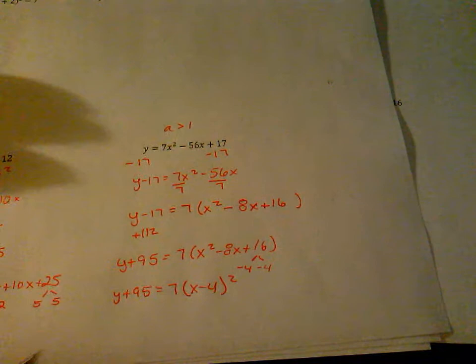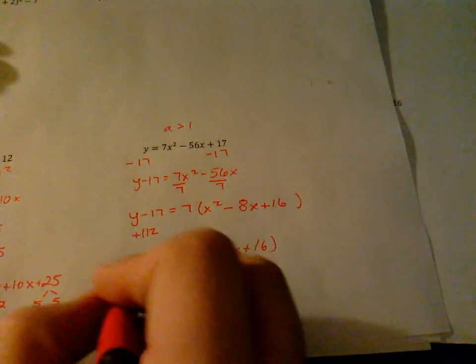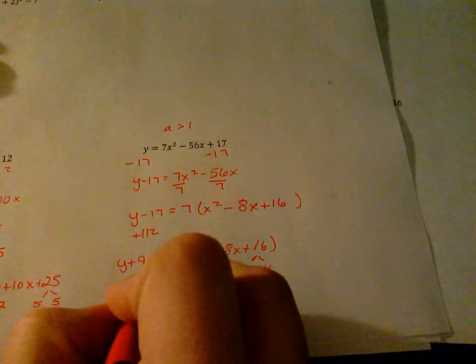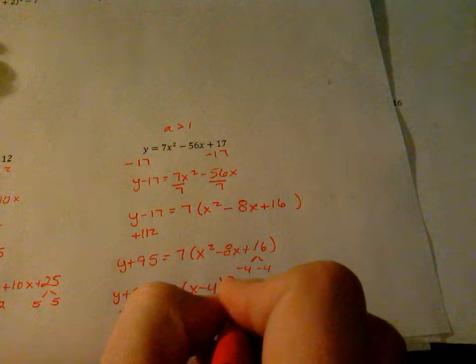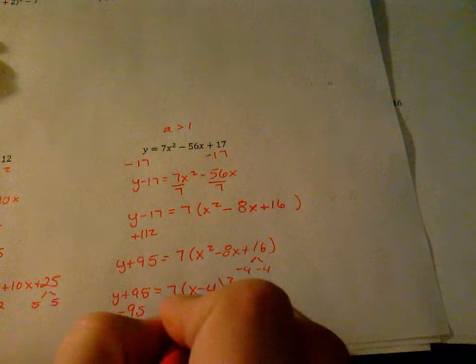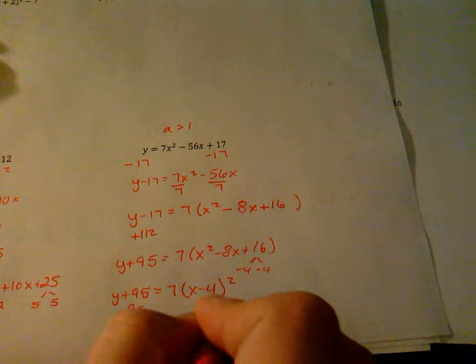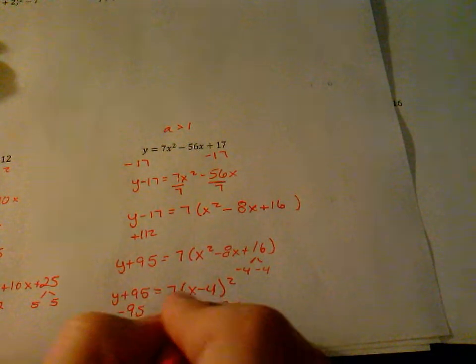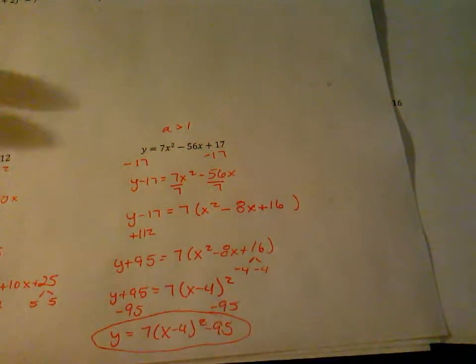Our last step is to get rid of the 95, so we're going to do that. We're going to subtract 95 from both sides. It's going to give us y equals 7 times x minus 4 squared minus 95. And that's the answer.